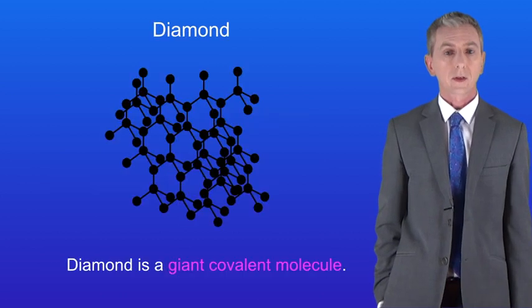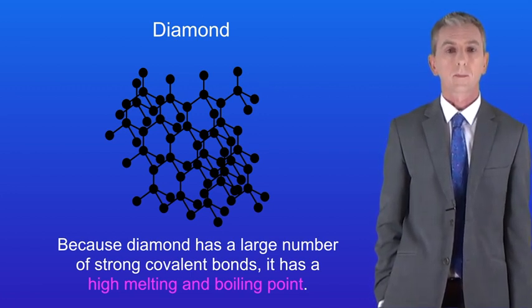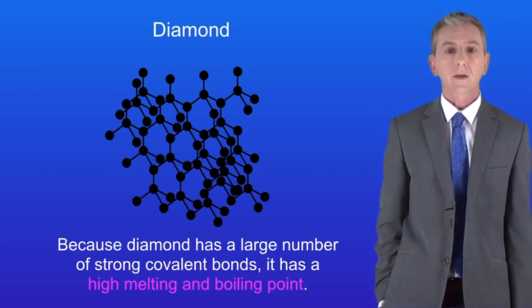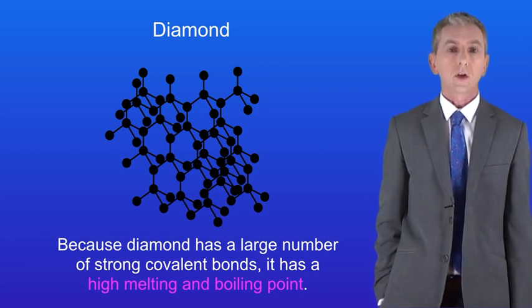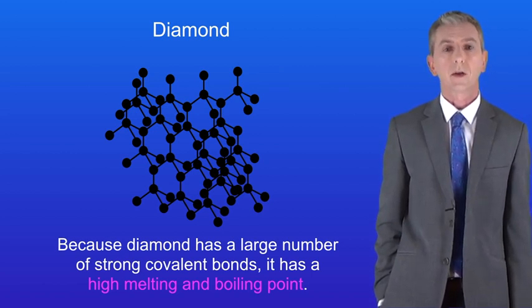In the last video, we looked at diamond, which is a giant covalent molecule. Because diamond has a large number of strong covalent bonds, it's got a high melting and boiling point. Remember that diamond is formed from the element carbon, and each carbon atom forms 4 covalent bonds. In this video, we're looking at graphite, which is also a form of carbon. As you'll see, graphite is very different from diamond.